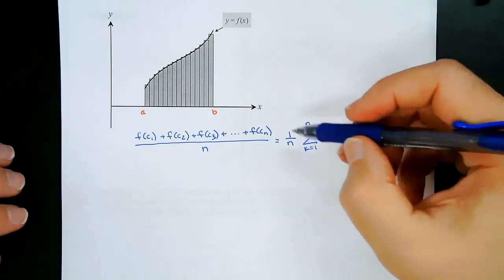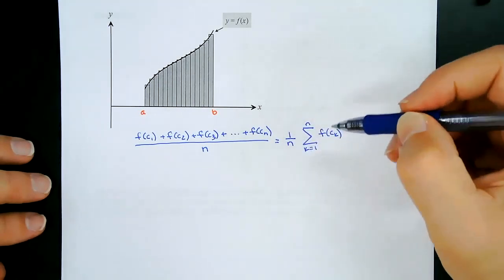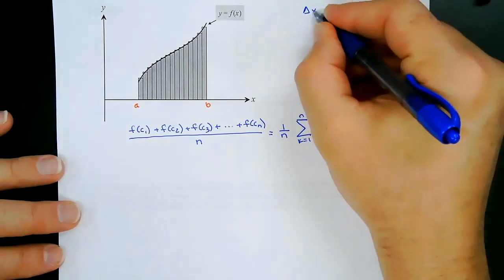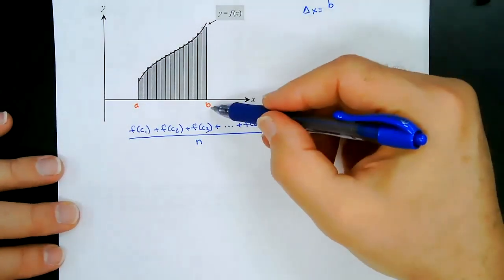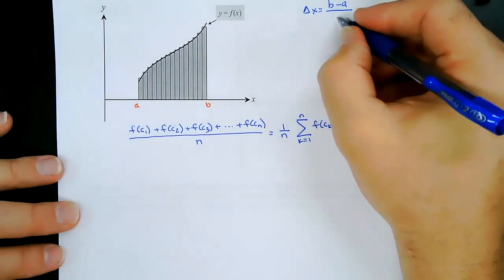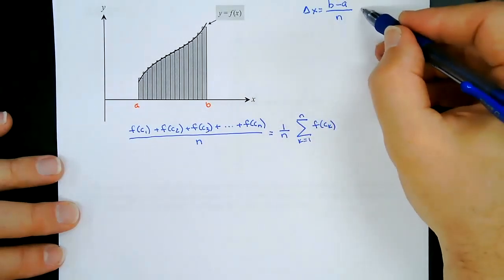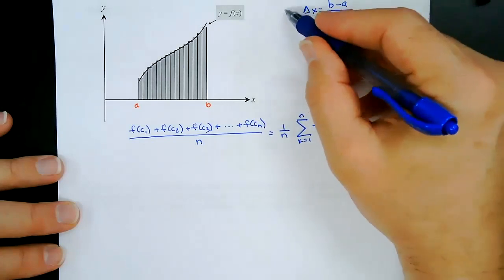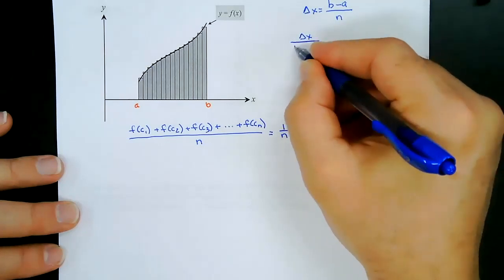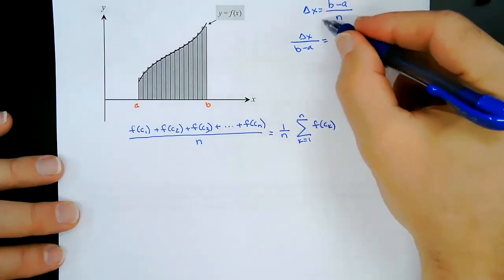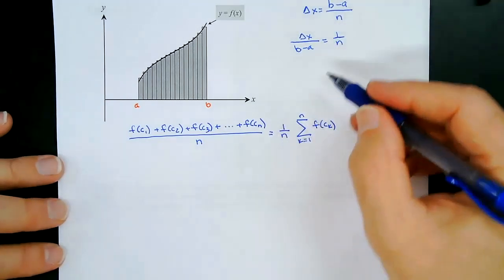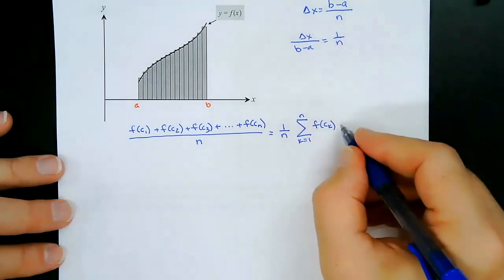All right. So earlier we were able to change this 1 over n to delta x over b minus a. Can we still do that? Well, let's take a look. What is delta x? Delta x is going to be the right endpoint minus the left endpoint, so b minus a, over the number of them, and there's going to be n of them. So if I multiply both sides of this equation by 1 over b minus a, that gives me on the left side delta x over b minus a equals, and this side would be just 1 over n. So the same thing happens. This 1 over n can be replaced with delta x over b minus a.